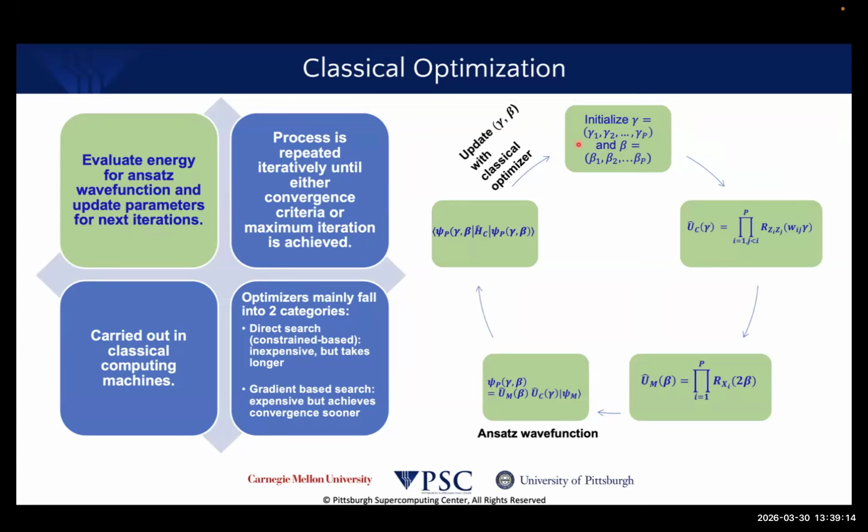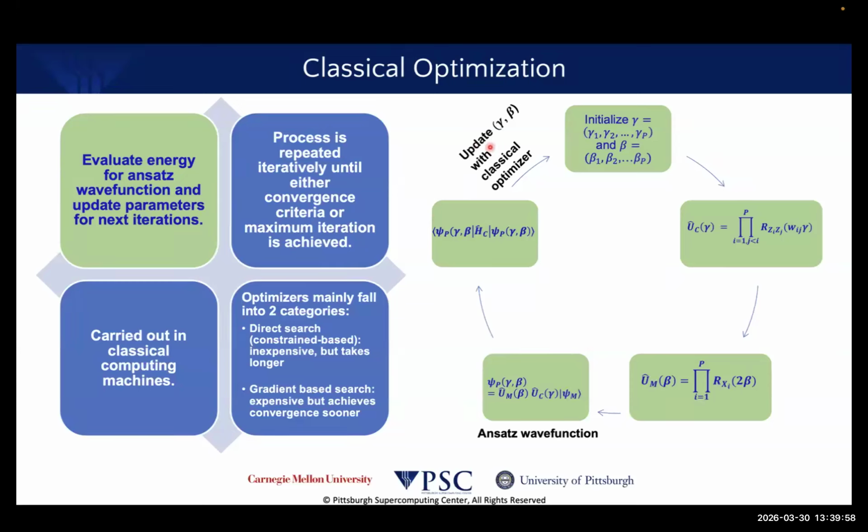For example, we can initialize our gamma and beta, and then we construct the time evolution operators for the cost and mixer layers, and then we apply them in this order to our initial ground state of the mixer Hamiltonian. And finally, we compute the expectation value of the cost Hamiltonian with this ansatz state. And then we evaluate the energy, and compare it to the energy from the earlier iteration. If it is not converged within the convergence criteria, then we compute the gradient of the energy with respect to the parameters and update the parameters with the classical optimizer.